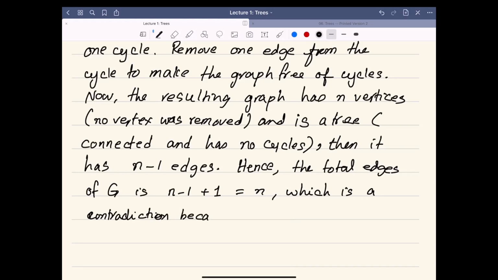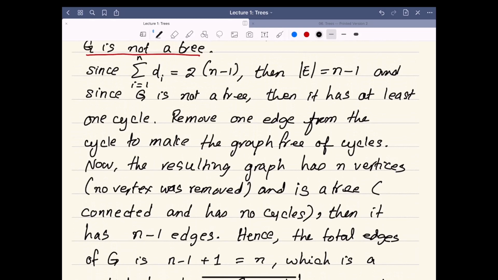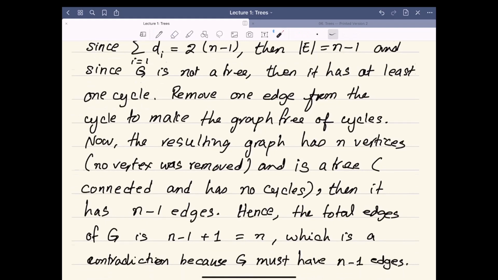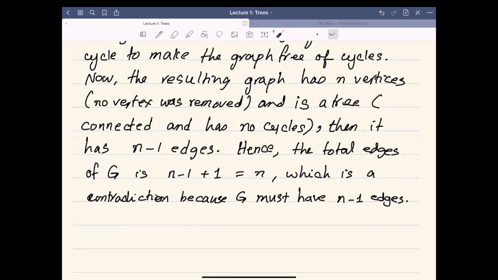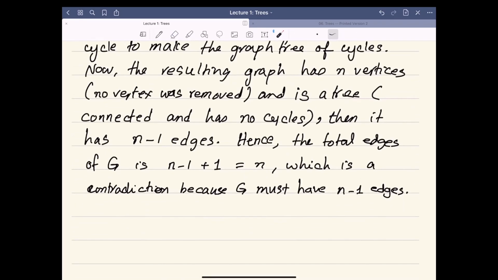Because G must have n minus 1 edges, which is, see here, at the beginning we said that the number of edges of G is equal to this number. But if it has a cycle, you remove one edge, and then you return that edge back, you will find that it will have n edges, which is a contradiction.